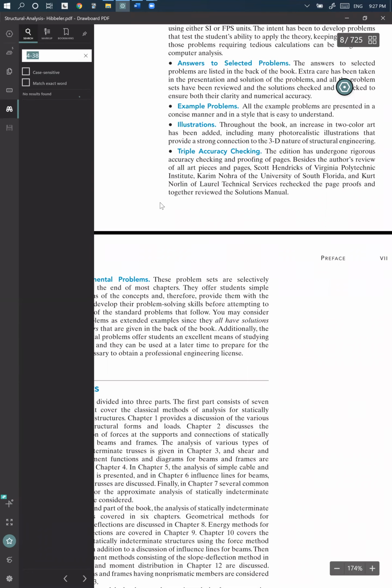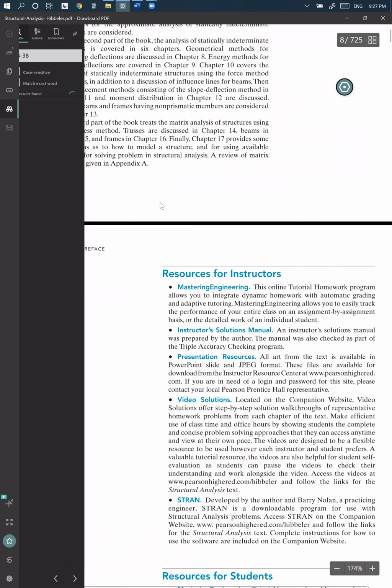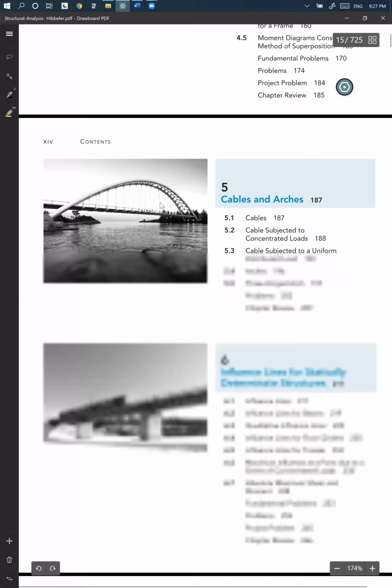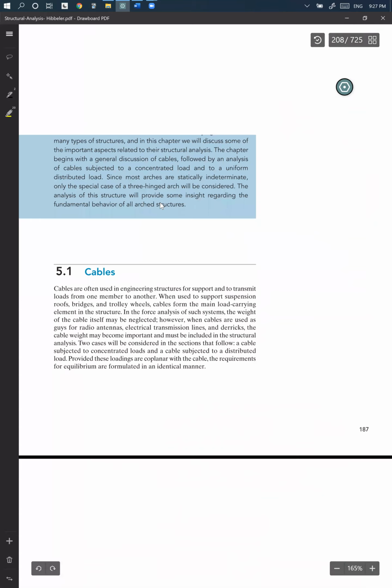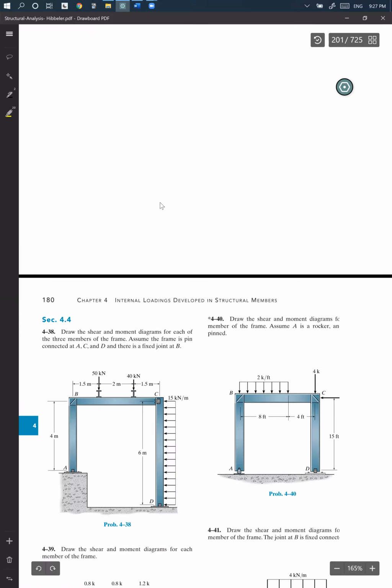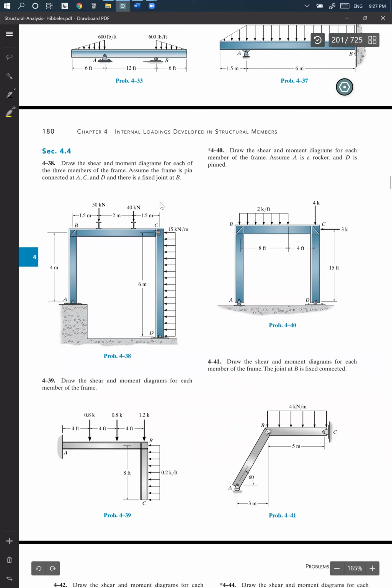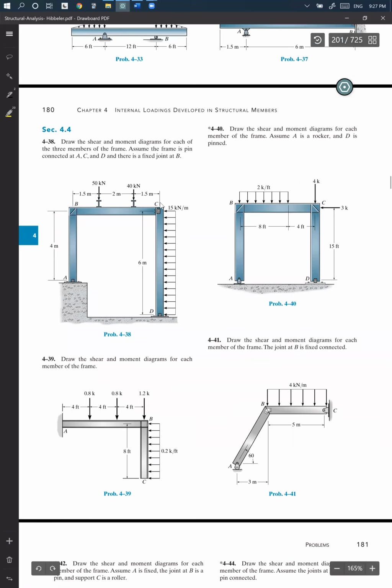Just go down. Okay, I found it. So let's see how it looks. 438. It's this one, right?